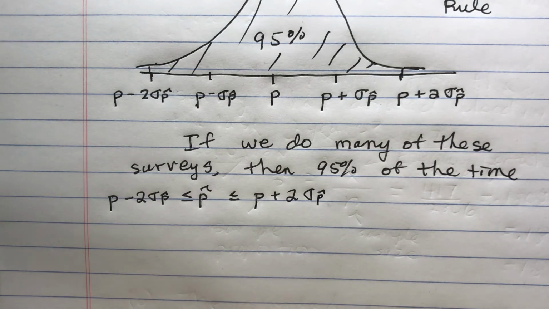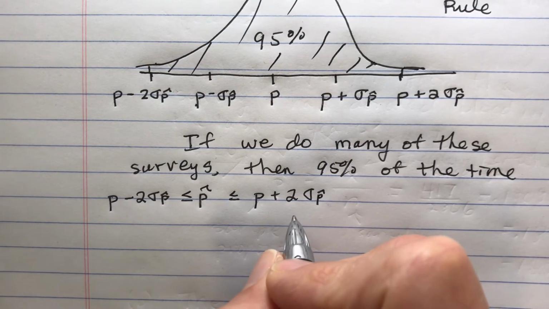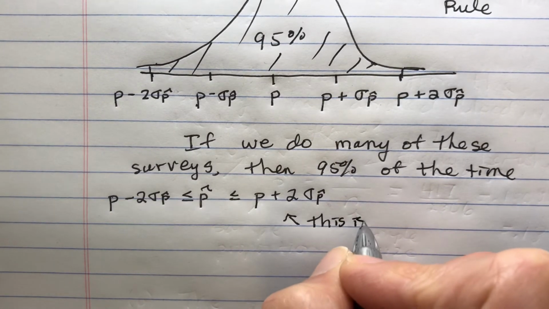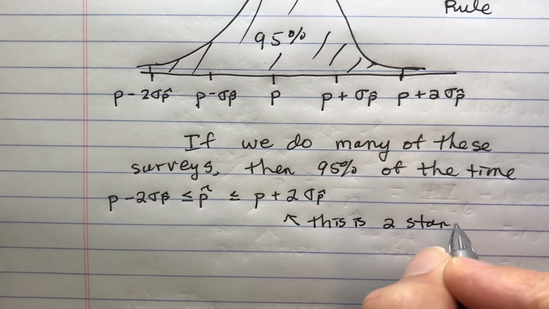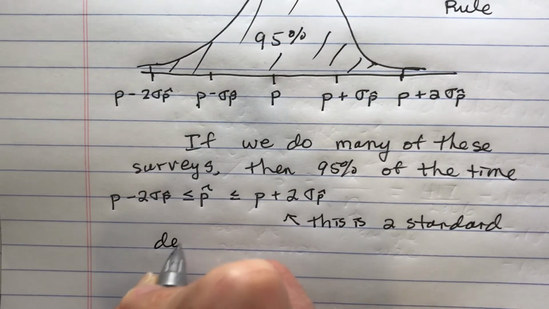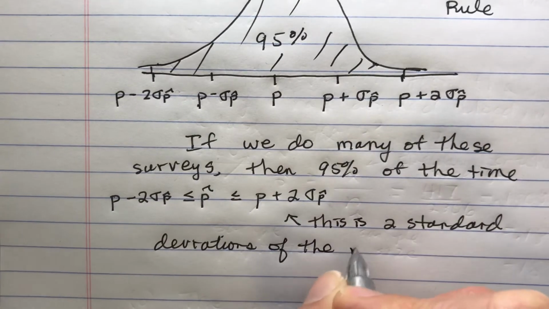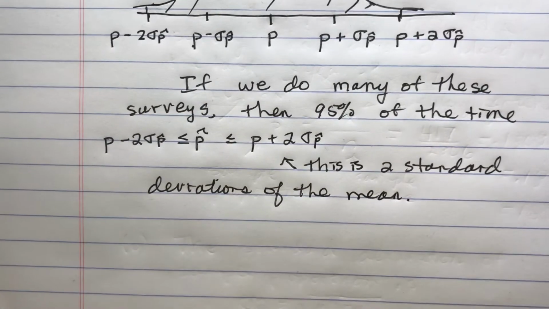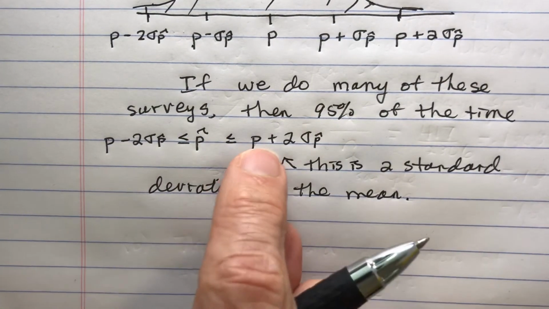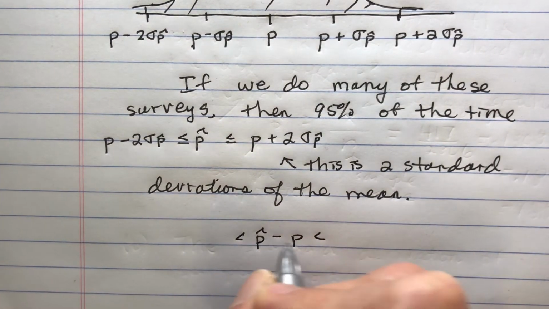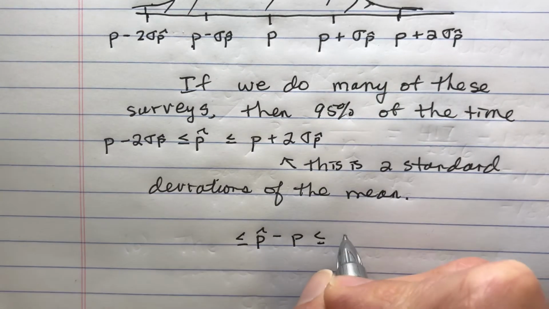That is what the empirical rule says. So this is 2 standard deviations of the mean. Now I'm going to do a little algebra that's tricky. If I subtract p from both sides, I'm going to get p hat minus p. In fact, instead of doing this algebra, we might just want to look at the picture.